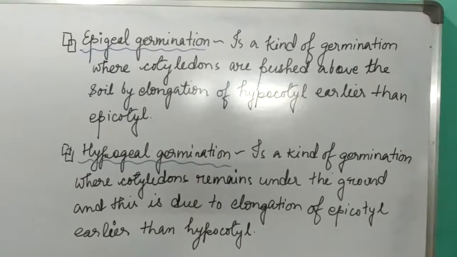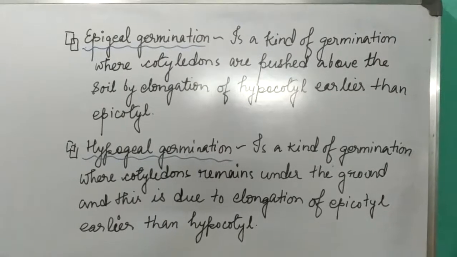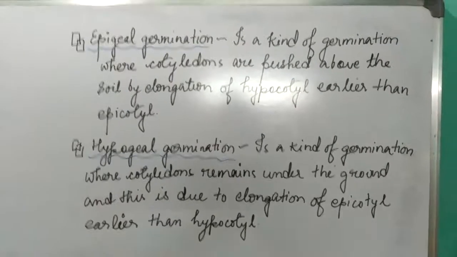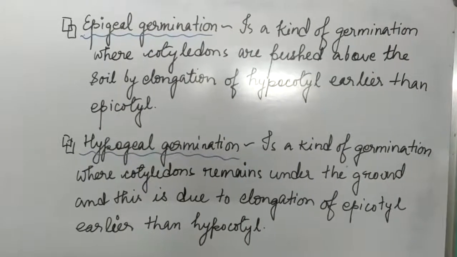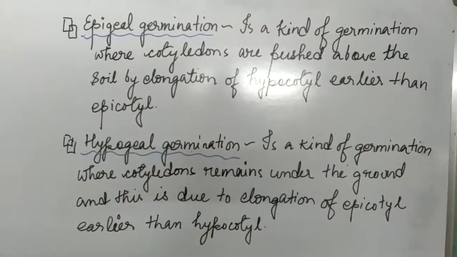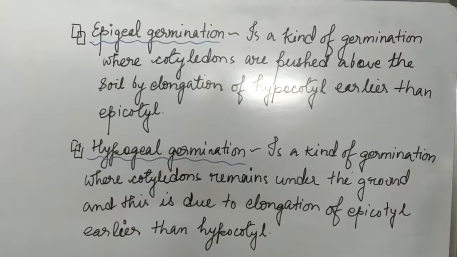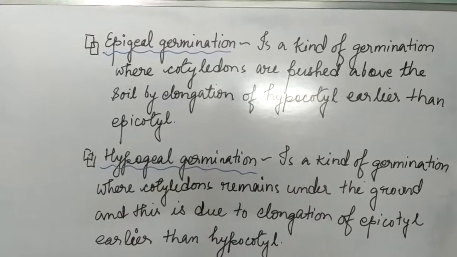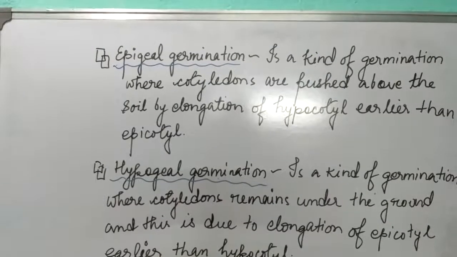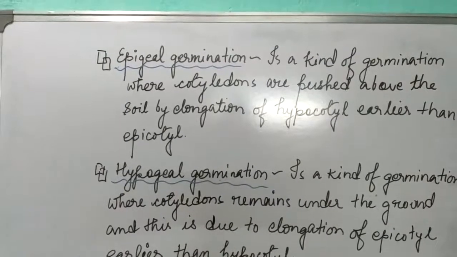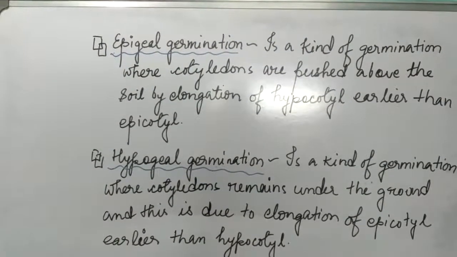Now, my next question was, explain the two types of germination. The first one is epigeal germination. Now, what is epigeal germination? It is a kind of germination where cotyledons are pushed above the soil by elongation of hypocotyl earlier than epicotyl. As I was showing you in my previous video, the hypocotyl elongates earlier. That means it is pushing the cotyledon above it so that it comes up out of the soil, and this is what epigeal germination is. Epi means above the soil.